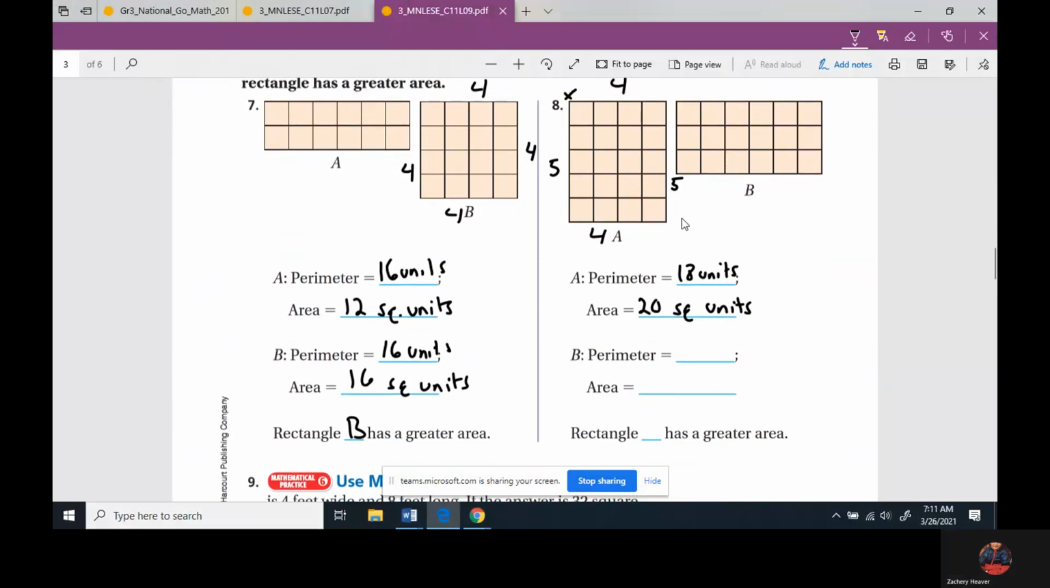For perimeter B is 1, 2, 3, 4, 5, 6. So if this is 6, this is 6, and this is 1, 2, 3, and this is 3. So perimeter, 6 plus 6 is 12. 3 plus 3 is 6. 12 plus 6 is 18 units. And the area, 6 times 3 is 18 square units. So rectangle A now has a greater area.